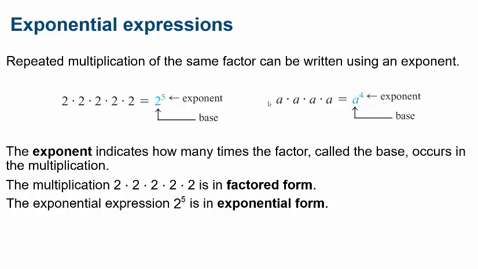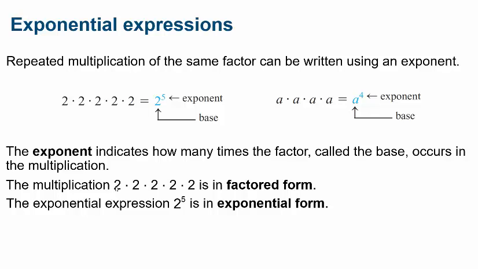So you can also do it with a variable. So a times a times a times a is getting multiplied by itself 4 times. So we would write this as a to the 4th. So the base here is a and the exponent is 4. So all the exponent does is indicate how many times the factor, called the base, occurs in the multiplication.